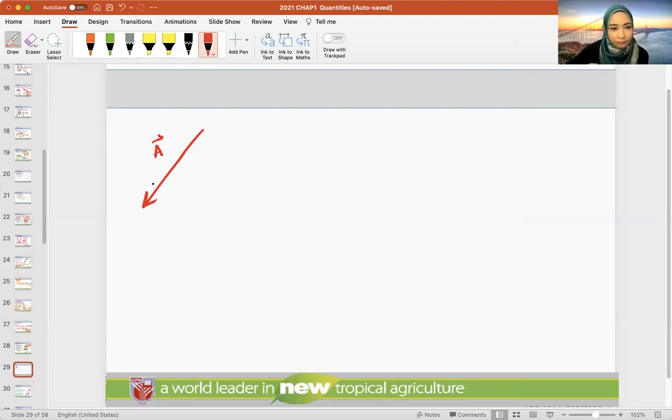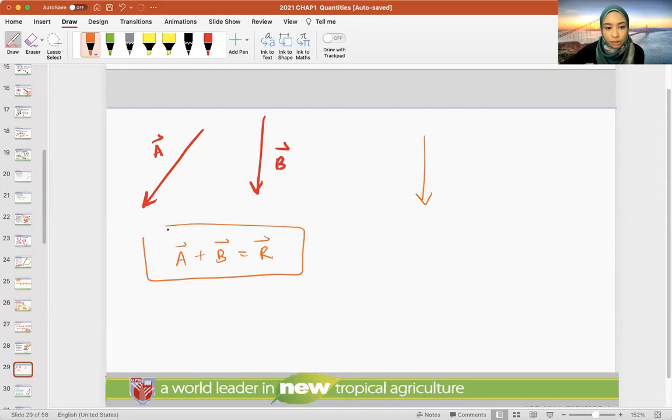Okay, we have vector A, vector B. For example, I want to use the tail to tail method. We are already fluent in tip to tail, right? Now we want to try tail to tail. These two look similar. So how do I do it? Let's try it. I start with my A vector. I'm adding A and B to get my resultant. So this is our aim. We want to add them together.